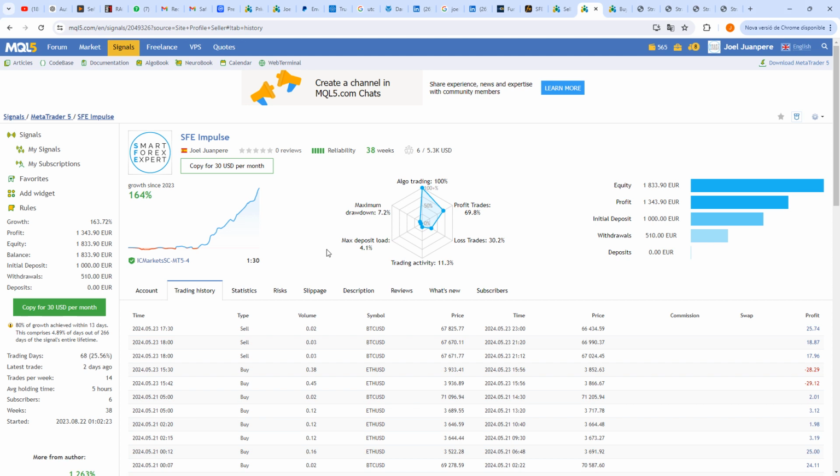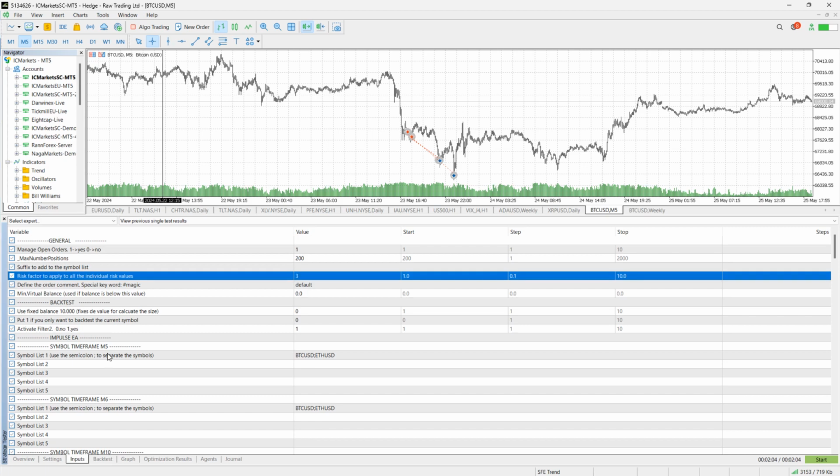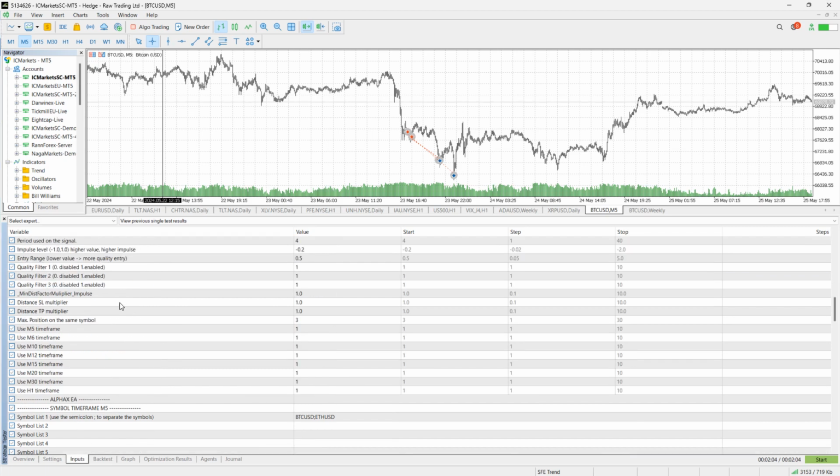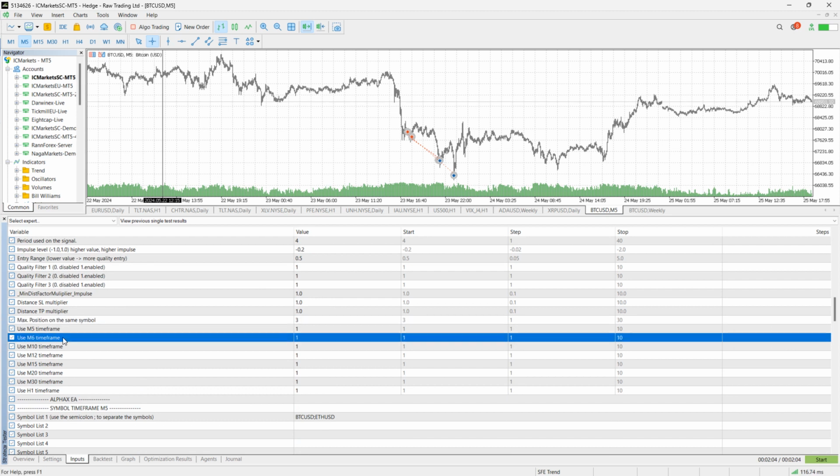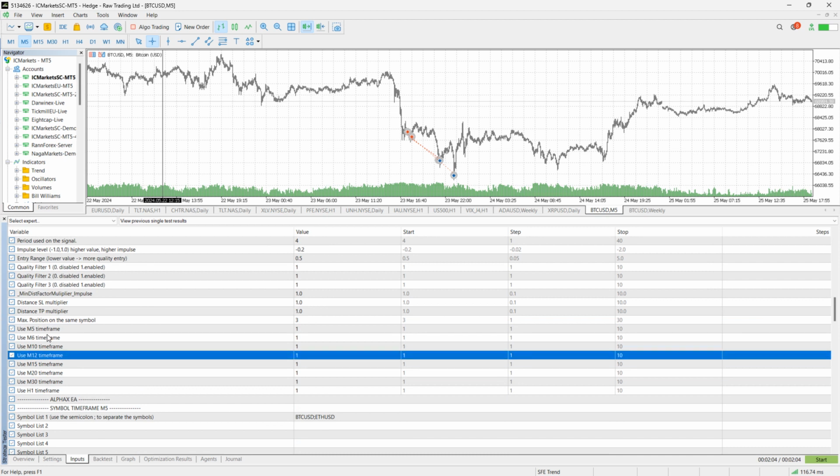Other question. Yes, this is very important. The difference between the version of MetaTrader 5 and MetaTrader 4. The systems are the same, the algorithms are the same, and it's the same code, but there is an important difference. In the MetaTrader 5 version, we have some time frames that don't exist in MetaTrader 4. The 6, 10, 12, and 20 minute time frames don't exist in MetaTrader 4.